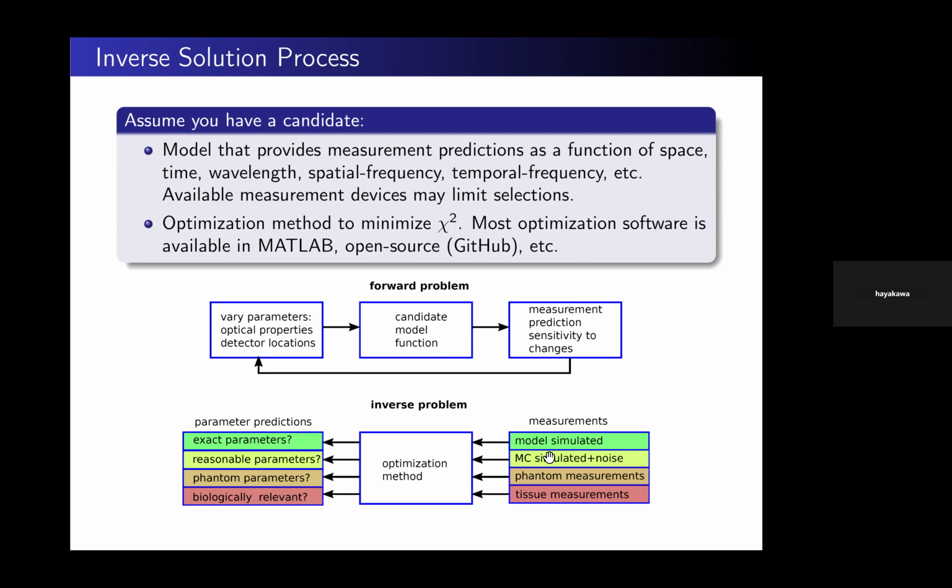And then, maybe you're using standard diffusion. You might want to simulate your measurements with Monte Carlo, then add some noise, and see if you're getting reasonable parameters. So this is kind of your way to step into the problem. Then you might make phantom measurements, and then maybe you'll move to your tissue measurements. So kind of ease into the problem and start with something where you're going to get the right answer. And that just kind of debugs certain parts of your inversion.